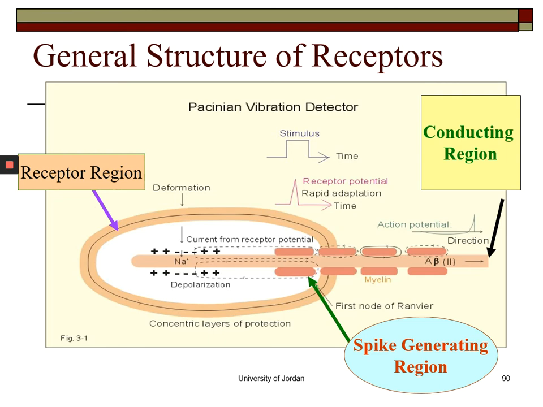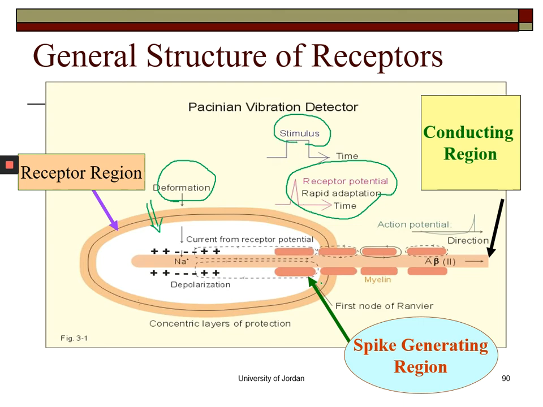This is the receptor region. Any deformation here will change the permeability of the stimulus-gated channel, the same as a ligand-gated channel. If these channels are sodium, sodium will enter. This will change the membrane potential here. It will cause what we call the receptor potential or generator potential. This is the stimulus, and this is the receptor potential.